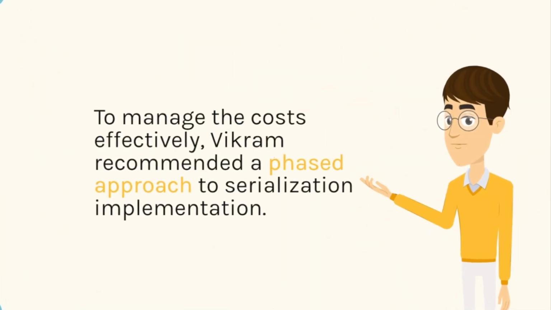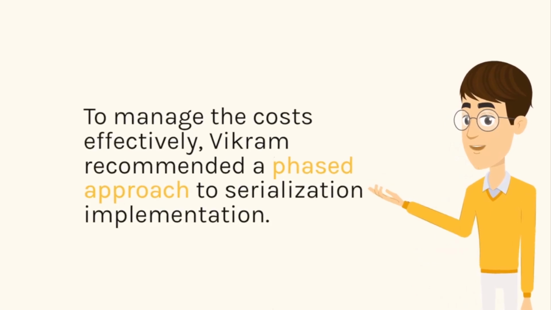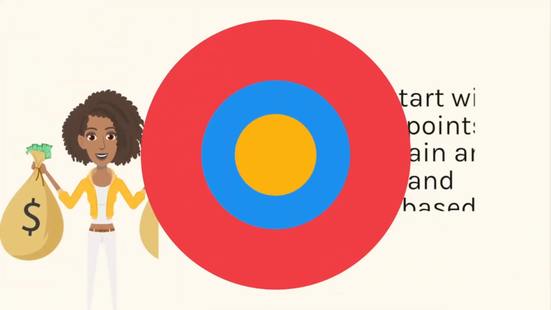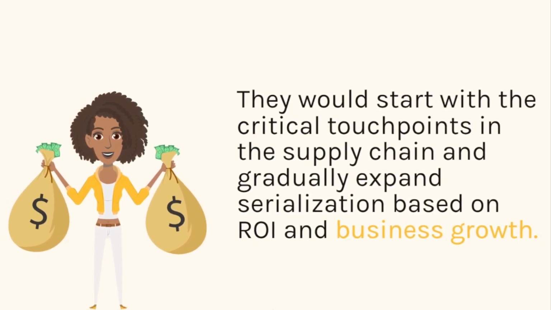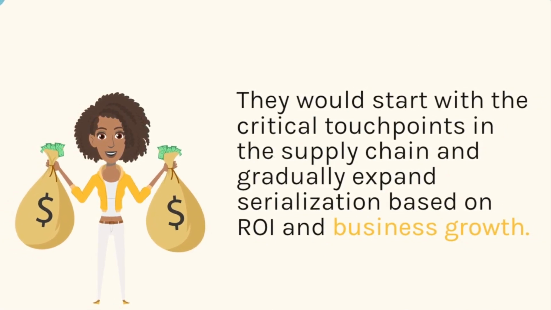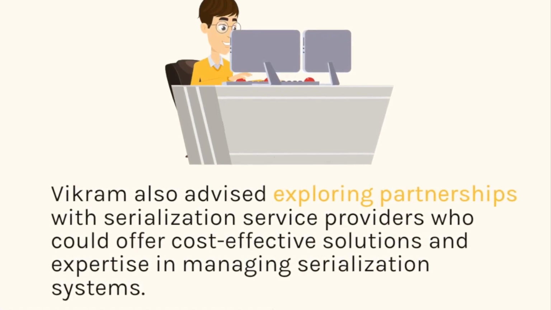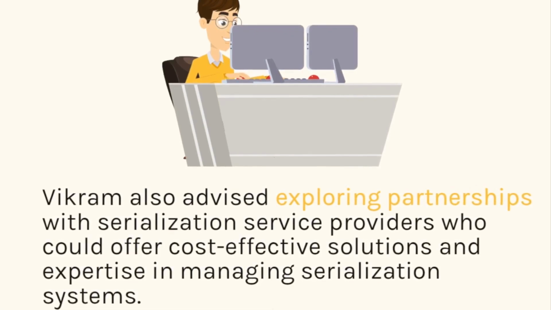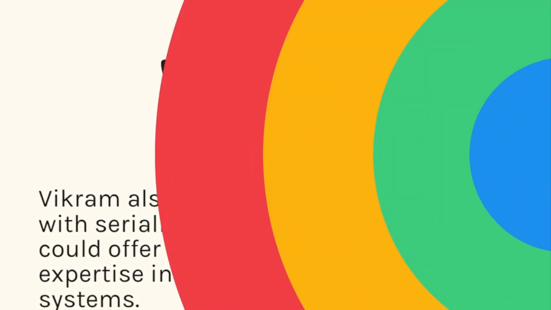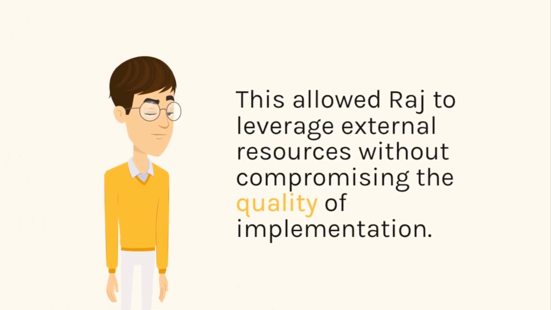To manage the costs effectively, Vikram recommended a phased approach to serialization implementation. They would start with the critical touch points in the supply chain and gradually expand serialization based on ROI and business growth. Vikram also advised exploring partnerships with serialization service providers who could offer cost-effective solutions and expertise in managing serialization systems. This allowed Raj to leverage external resources without compromising the quality of implementation.